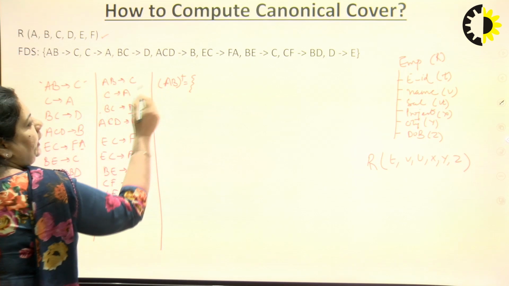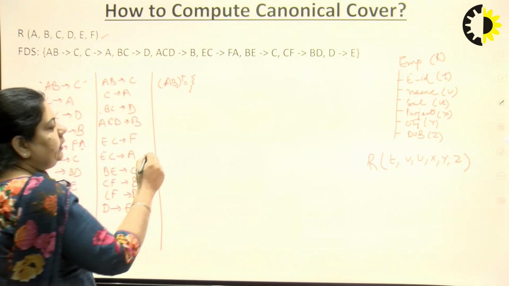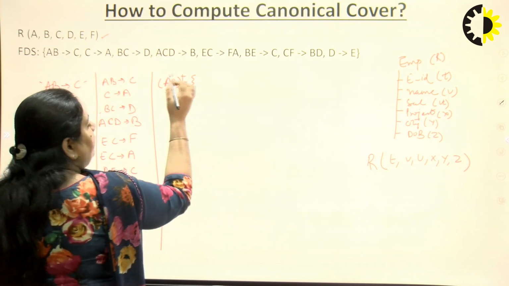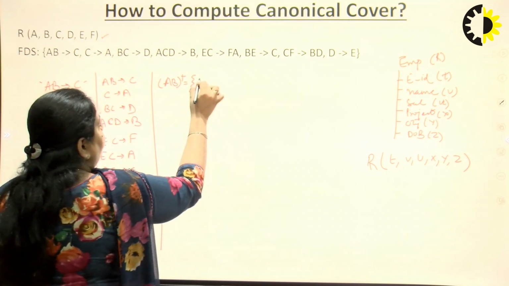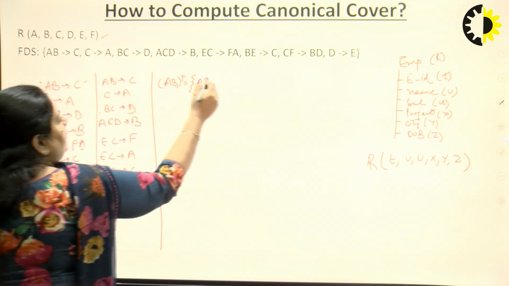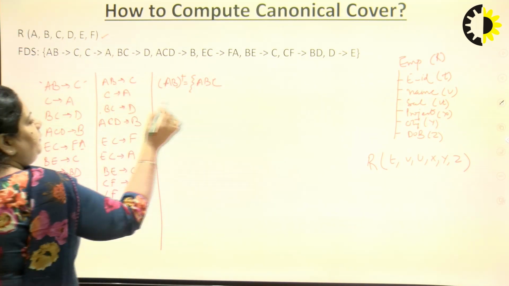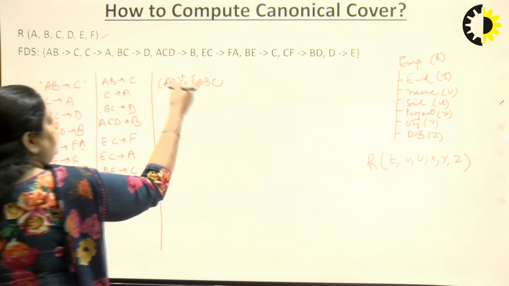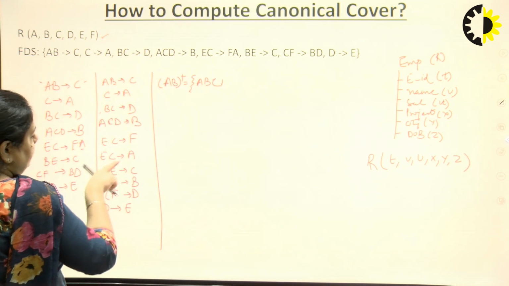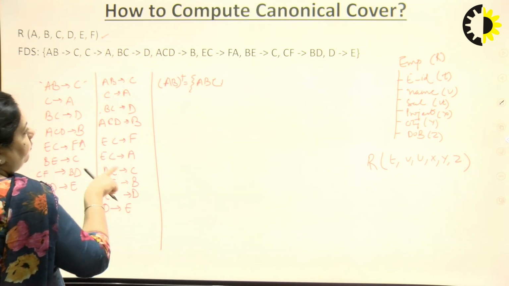So for AB, we are applying the reflexive inference rule. From AB, it can identify itself, so from AB we can identify AB. From AB we can identify C. From C we can identify A. From C what can we find out again? AC, BC.